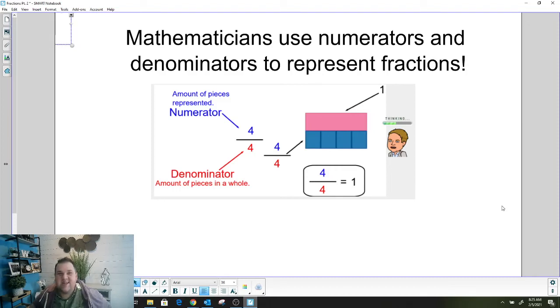Hey there, mathematicians. We're at my favorite part of the day, which is small groups. I hope it's your favorite part of the day as well. We are going to get started by talking about fractions in our small group today.